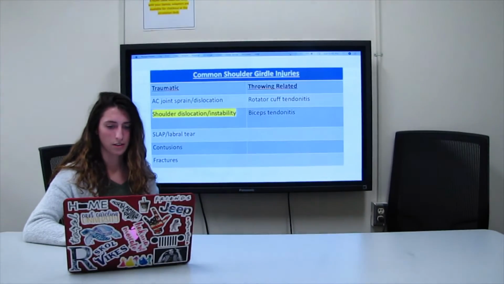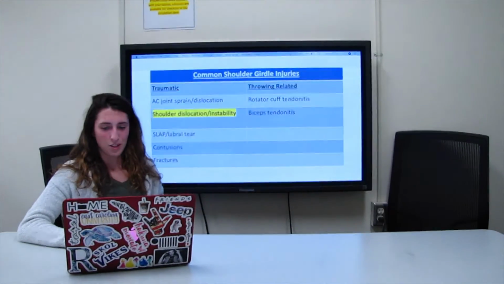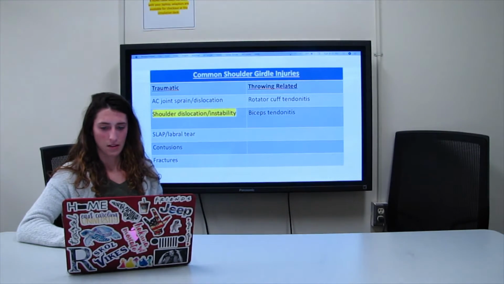Next, we have shoulder dislocation and instability. Shoulder dislocations and shoulder instability are relatively uncommon injuries among professional quarterbacks. Anterior instability is fairly common, particularly among linebackers and defensive backs, because when making a tackle, the majority of the force from the player comes from their leading shoulder.